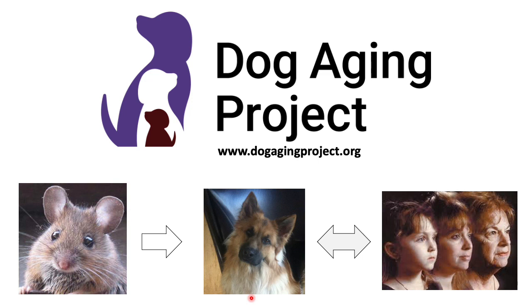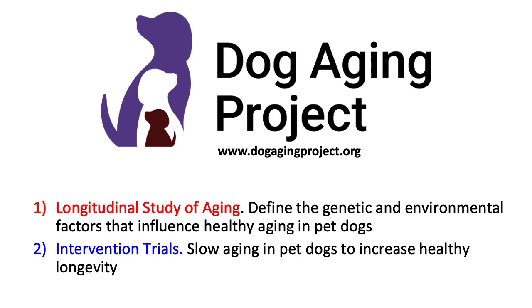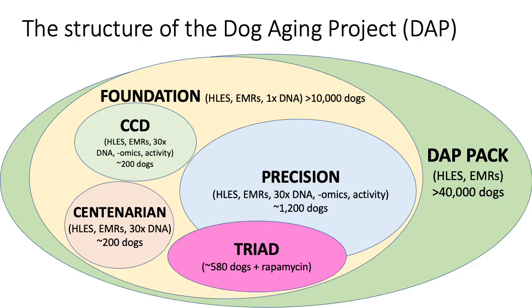This is part of the Dog Aging Project. If you're interested, the website is here. I don't have time to tell you a lot about the Dog Aging Project. It's a very large, mostly longitudinal study of aging, the goal of which is to understand genetic and environmental determinants of healthy aging in pet dogs. But we do have a clinical trial, which I'll tell you a little bit more about, where we're trying to test whether rapamycin can impact aging in companion animals. So this is just the structure of the Dog Aging Project. I just show this to give you a feel for how large the project actually is.